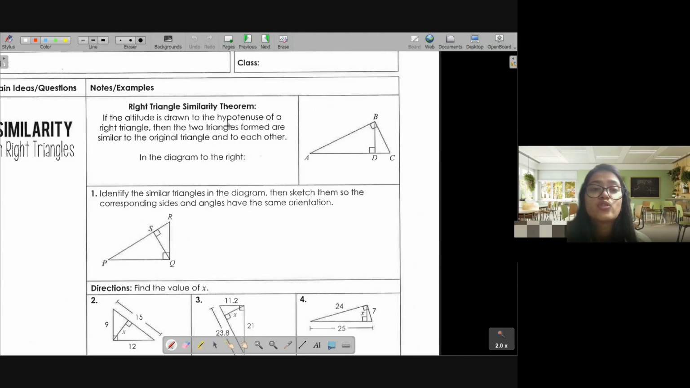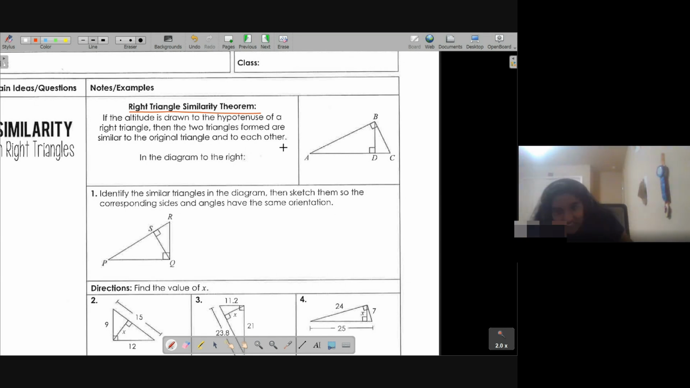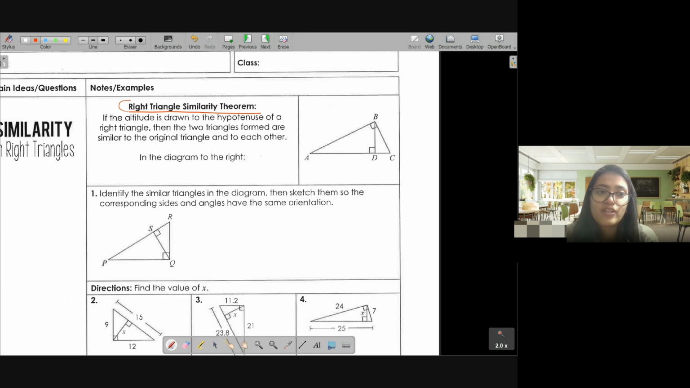If the altitude is drawn to the hypotenuse of a right triangle, then the two triangles formed are similar to the original triangle. There are a lot of questions based on this theorem on the SAT. It is the most important theorem from the SAT's point of view, and there will be a lot of difficult questions from this theorem.